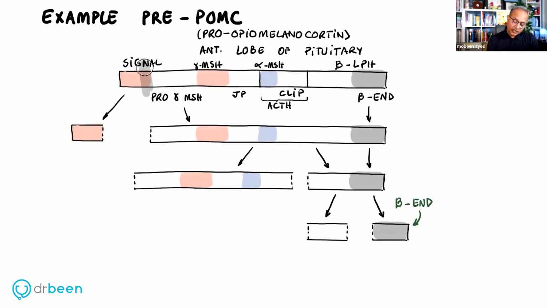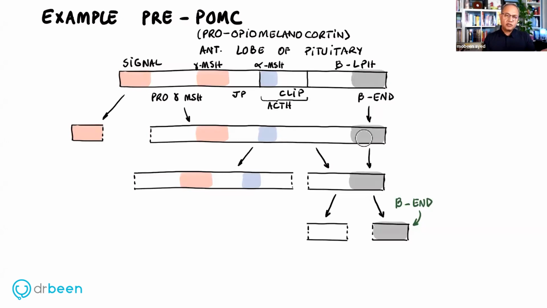If you see here in the beginning, there is a signal peptide part. Then there are various parts here. For example, this part is pro-gamma MSH. Then this is gamma MSH. This is JP, this is alpha MSH, this is CLIP. They both together, when they are separated from the remaining structure, would make adrenocorticotropic hormone. Then over here, we have beta LPH. And the last part of beta LPH is beta endorphin.